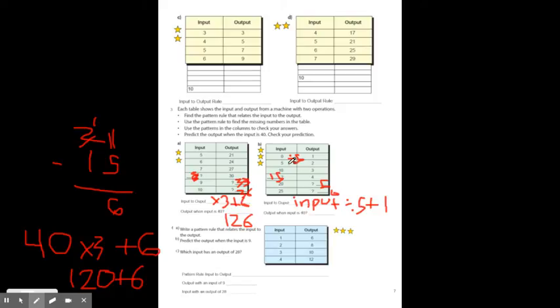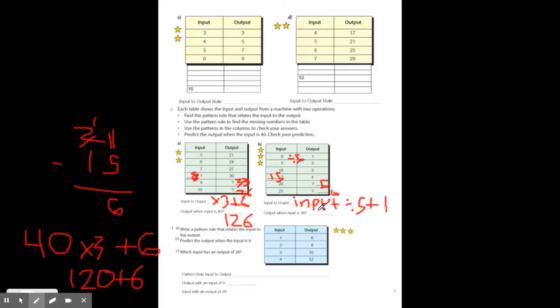And I could try to see if it works with others. Well, 5 divided by 5 is 1. 1 plus 1 is 2. 10 divided by 5 is 2. Plus 1 is 3. Okay? That's the tricky one with the division, right? You were looking at this pattern here to figure them both out.